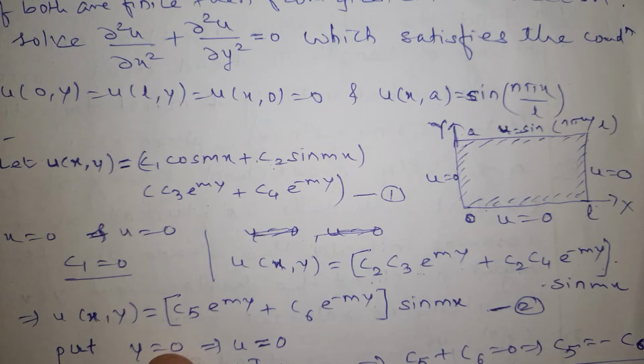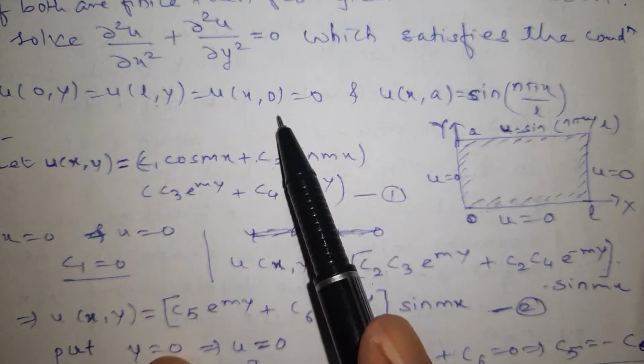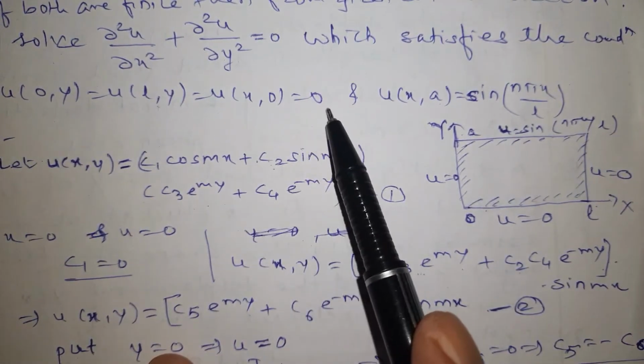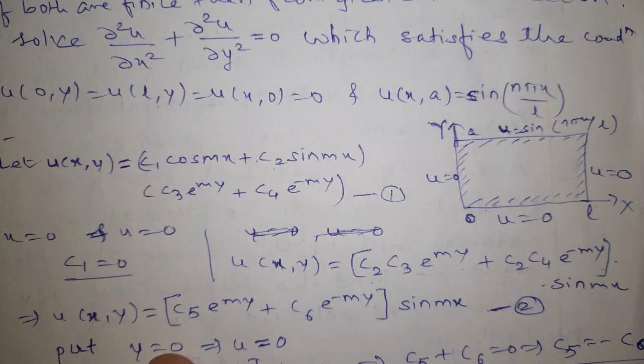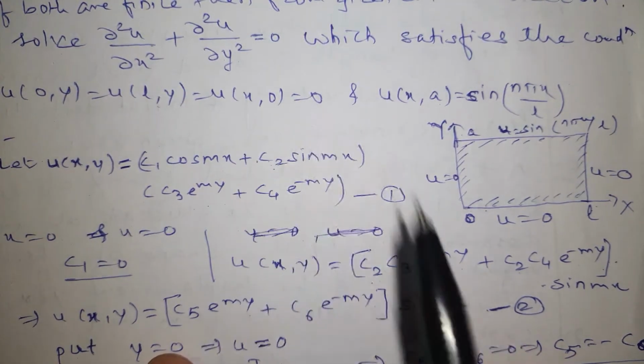This is my second equation. Now use the next condition. We have used x equal to 0, now put y equal to 0, u equal to 0. Use this condition and minimize these variables. So here take y equal to 0, u equal to 0.